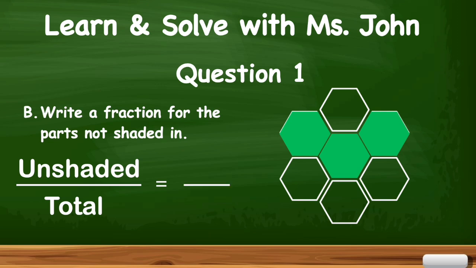So let's first find the total number of parts in the image. Let's count. 1, 2, 3, 4, 5, 6, 7. The total number of parts in this image is 7. Now let's find the total number of parts not shaded in. 1, 2, 3, 4. There's a total of 4 parts not shaded in, so the answer is 4. The final answer is 4/7.